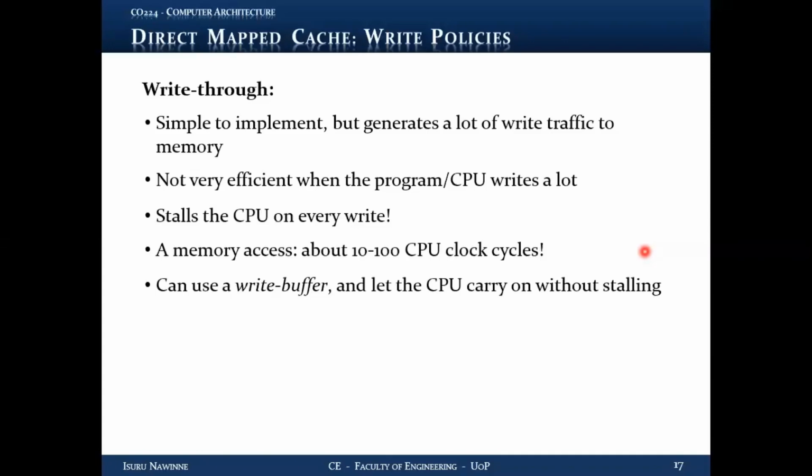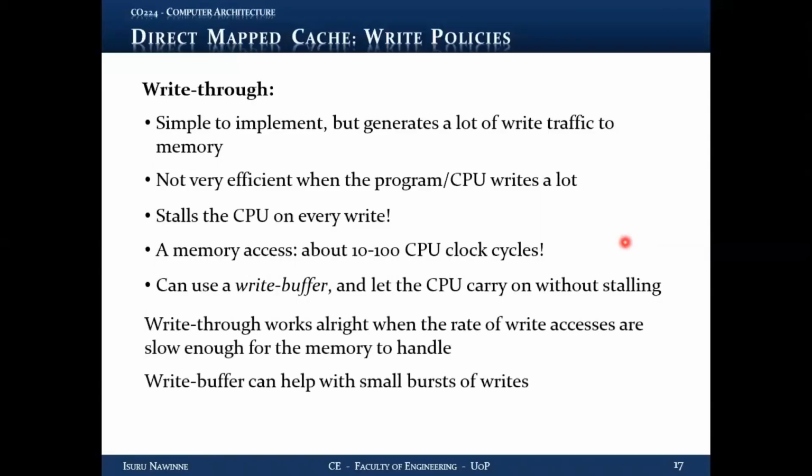But the problem is, can we really keep this going? Can we keep putting all the write accesses into the buffer? How big can the buffer be in that case? So there has to be some sort of design decision here, some trade-off. The write-through policy can work decently well when the rate of write accesses generated by your CPU is slow enough for the memory to handle. The write buffer helps with bursts of writes.